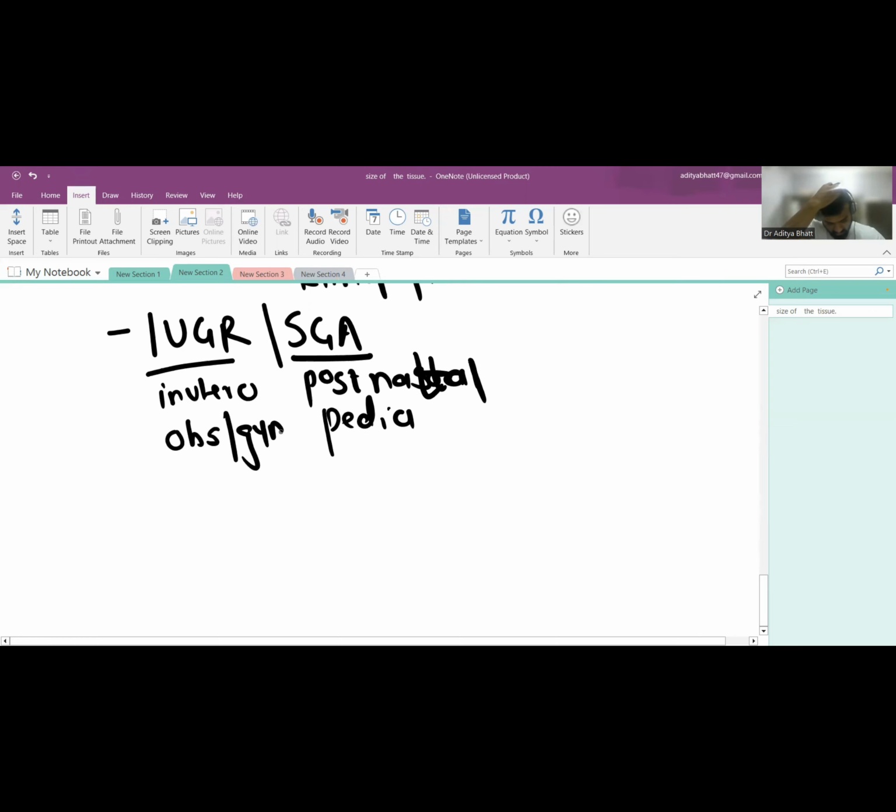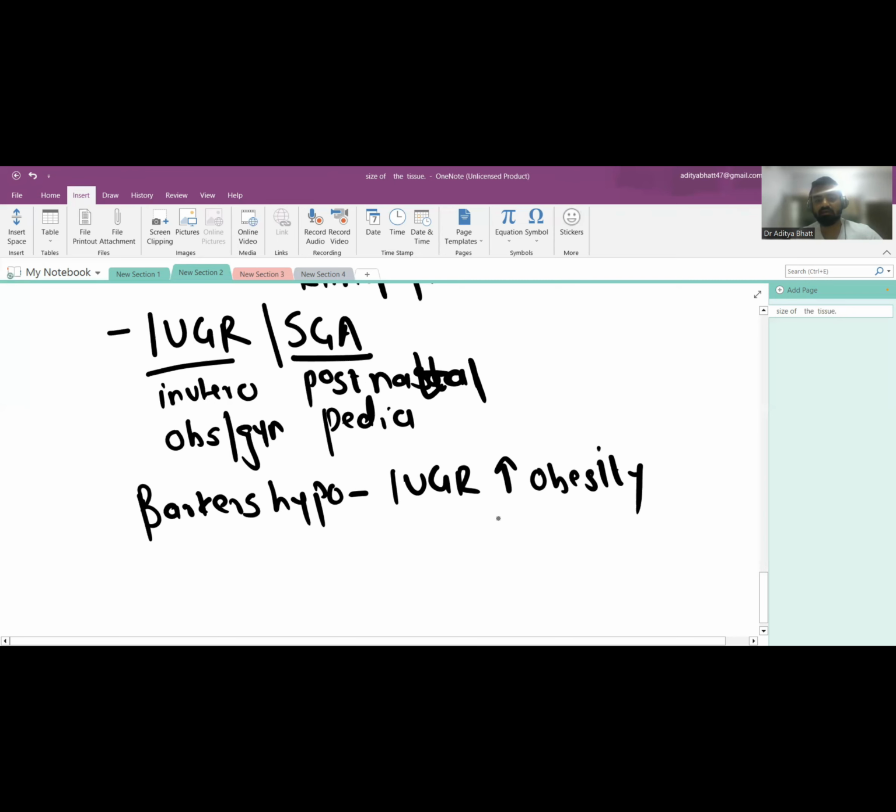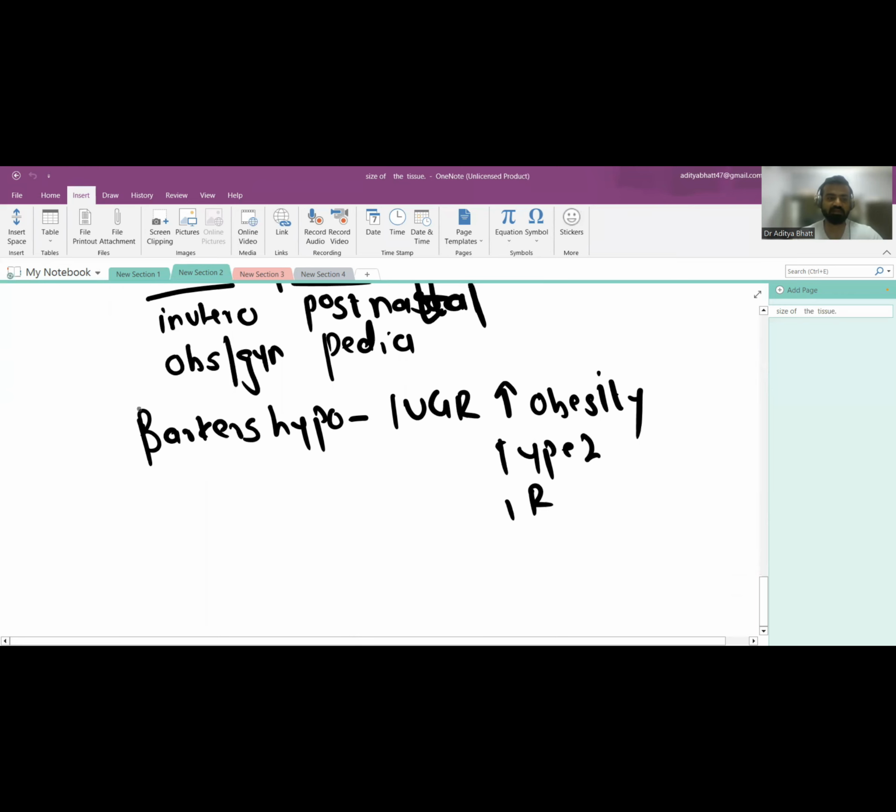And now there is something known as Barker's hypothesis. Now, what is Barker's hypothesis? Barker's hypothesis says that the children who are IUGR have an increased tendency of obesity, type 2 DM, and insulin resistance. All these metabolic diseases that we see nowadays are increased in patients who are IUGR at birth, later on in life. So this is a potential MCQ and it may be asked.